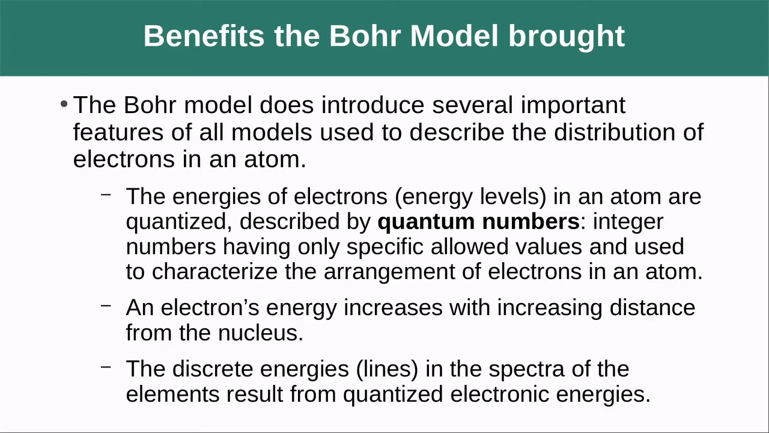The Bohr model does introduce several important features of all models used to describe the distribution of electrons. So it was a move forward. The energies of the electrons in an atom are quantized. They're described by quantum numbers, integer numbers having only specific allowed values and used to characterize the arrangements of electrons in an atom. An electron's energy increases with increasing distance from the nucleus. The discrete energies, lines in the spectra of elements, result from these quantized energies.